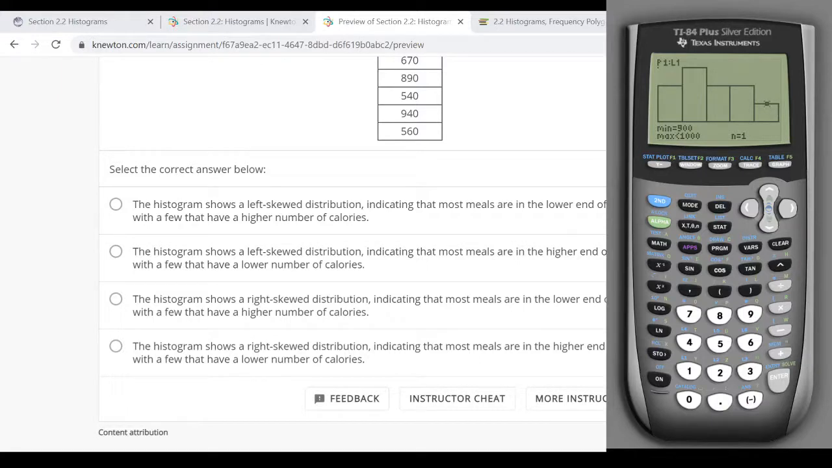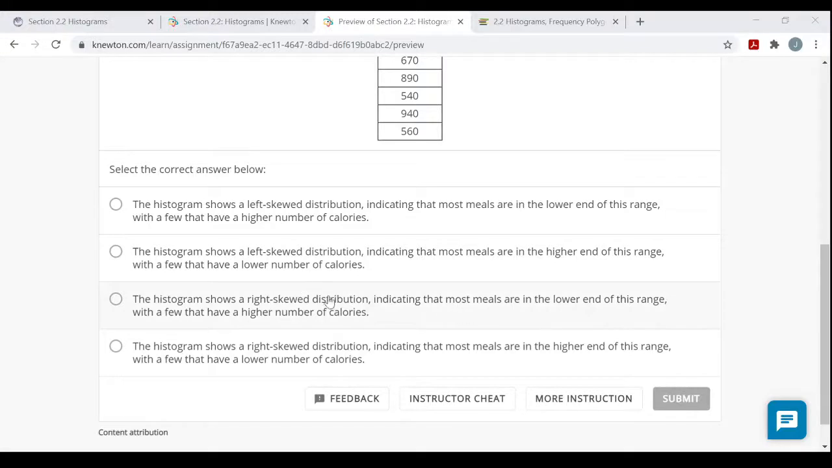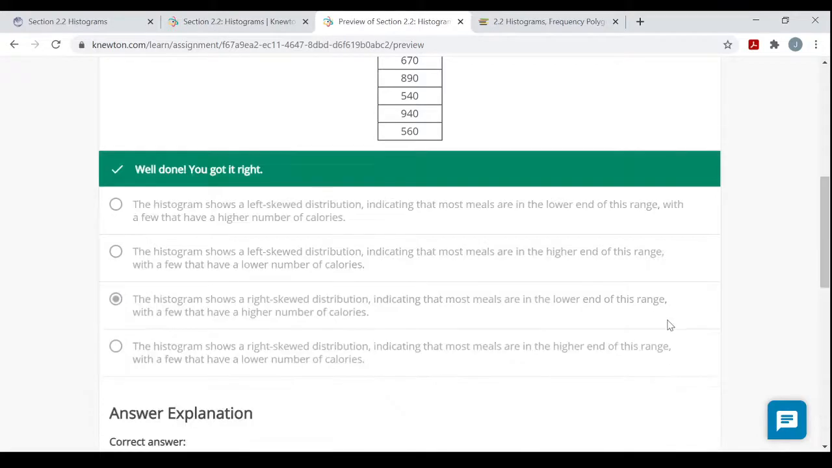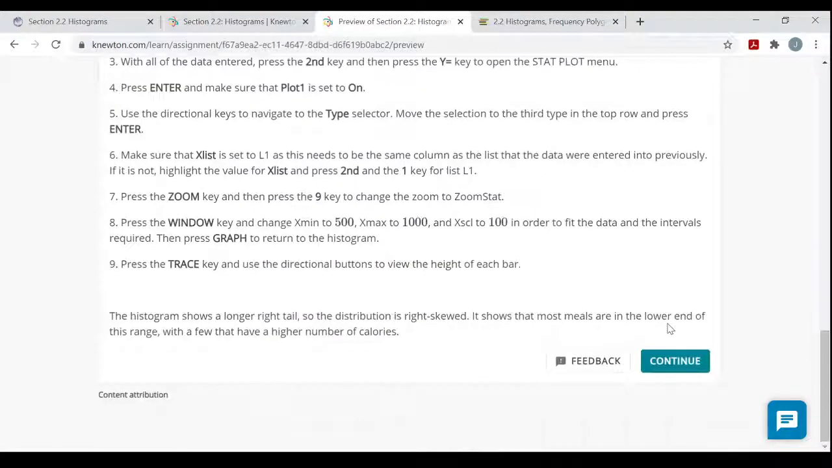So let's get rid of the calculator here. I'm going to say it's either the third or fourth thing. The histogram shows a right skewed distribution, indicating that most meals are on the lower end of this range, with a few that have a higher number of calories. Remember, right skewed means that most are on the lower end, most are on the left, and a lower number on the right. So just look at the shape.